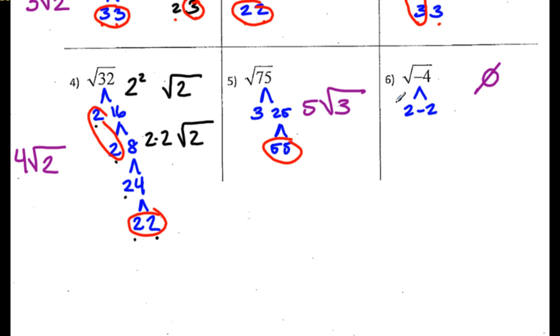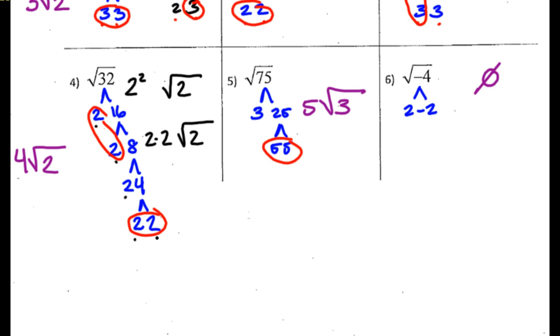Alright, the reason why number 6 is empty set. Look at what we have inside. It's not just 4, it's negative 4. So 4 is 2 times 2. But because it's a negative, 1 is positive, 1 is negative. Because one's positive and one's negative, I don't have a pair. So there's no way to simplify it. And I can't do a square root of a negative number. If I put that in my calculator, it'll give me an error.